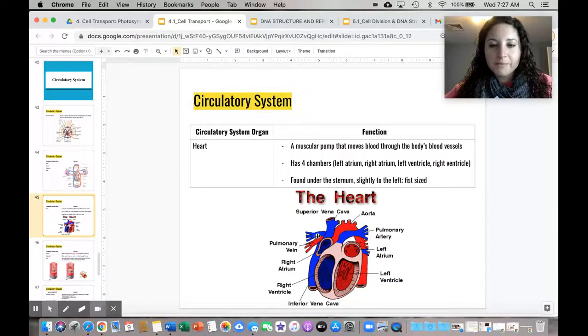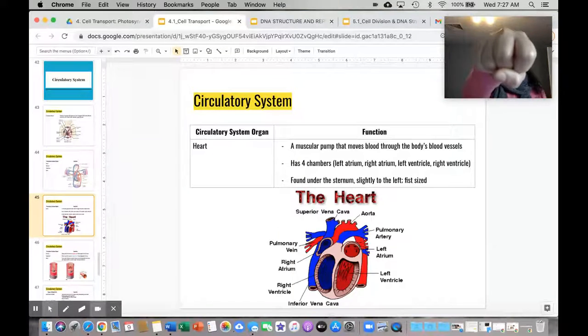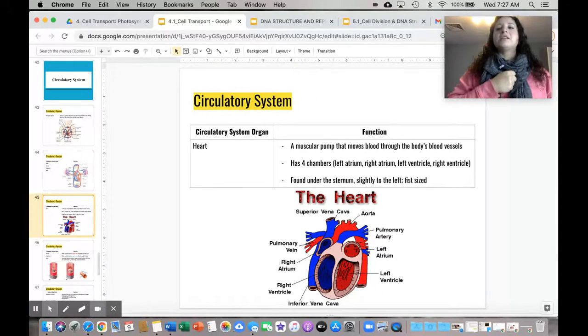and right atrium. Now, your heart, if you take your fist and put it out in front of you just like this, right? So like you're about to punch someone, take your fist, put it in the middle of your chest, tilt it slightly to the left. That's going to be the size, shape, and location of your heart.